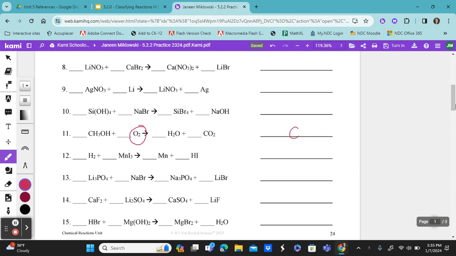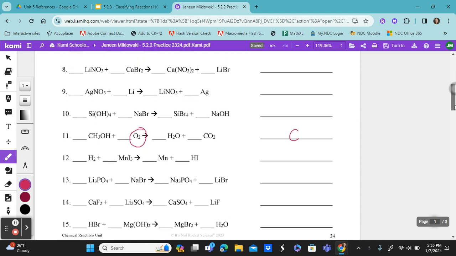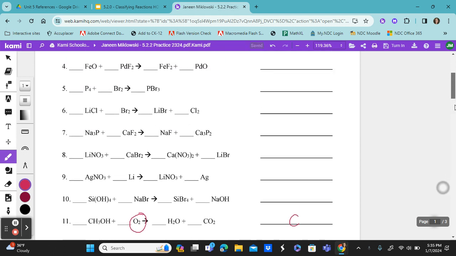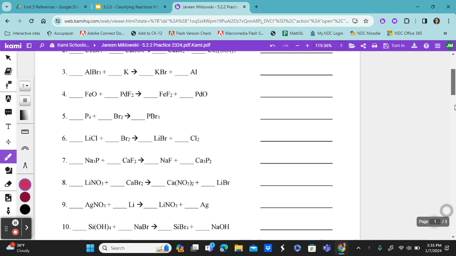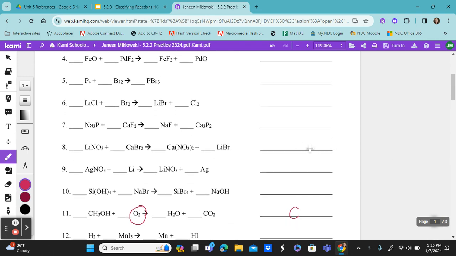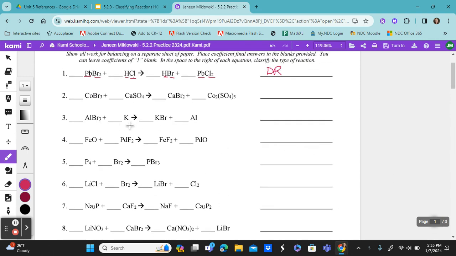Single replacement will either have one metal plus an ionic compound or a halogen plus an ionic compound. So if you can find one of those, like number 3, there's only one metal and there's a pair here. Remember, the metal can kick out one metal and then it's by itself. So that would be single.